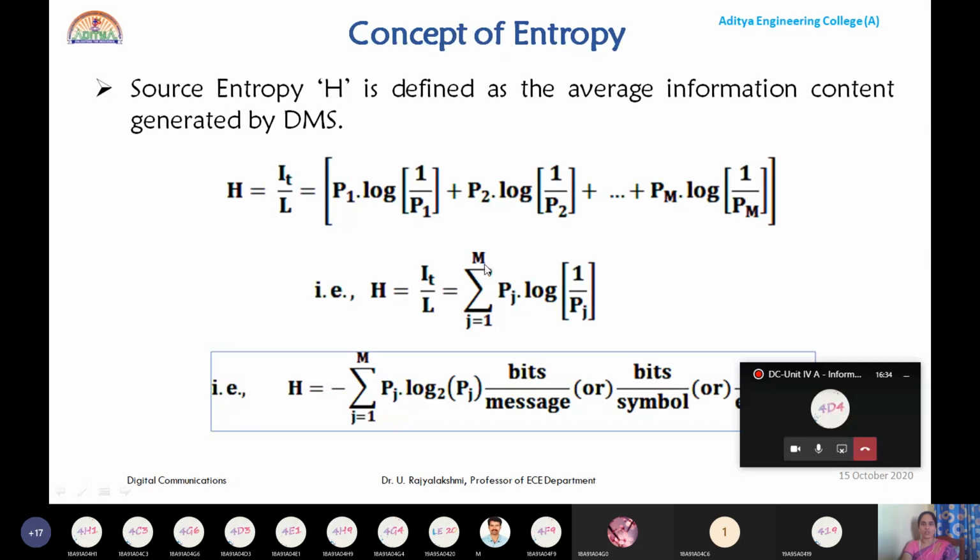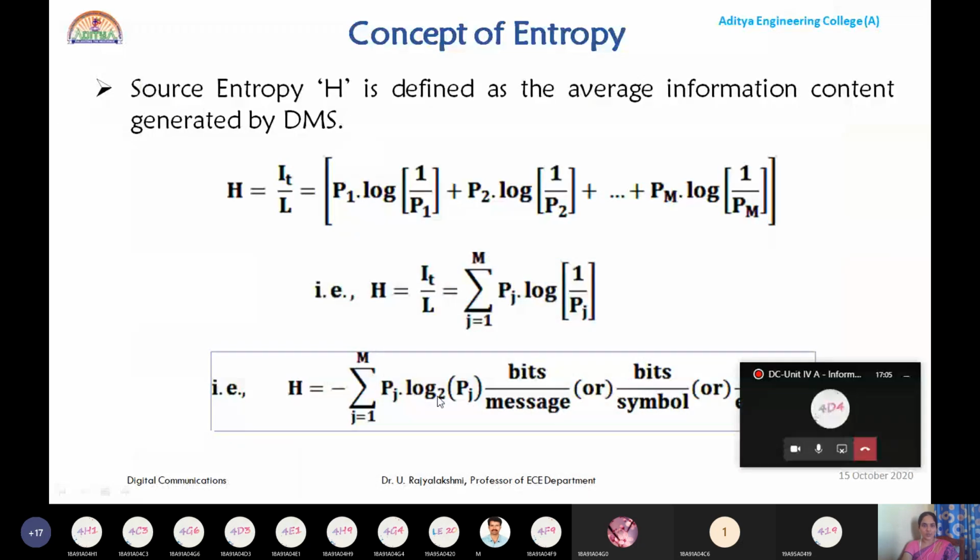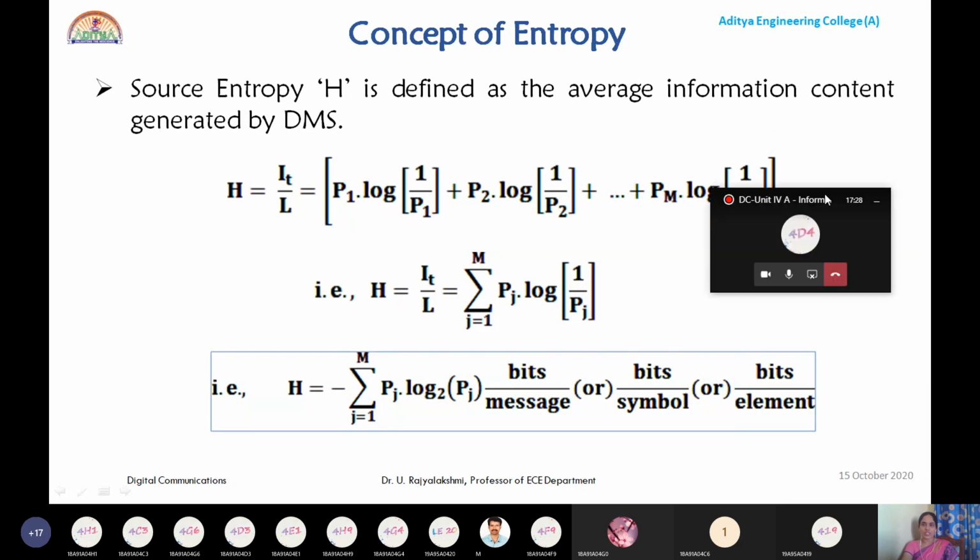H is equal to minus summation J is equal to 1 to M, P suffix J log P suffix J base 2. The units of entropy here are bits per message. But in general, the units can be either bits per symbol or bits per element, so bits per any element like that.